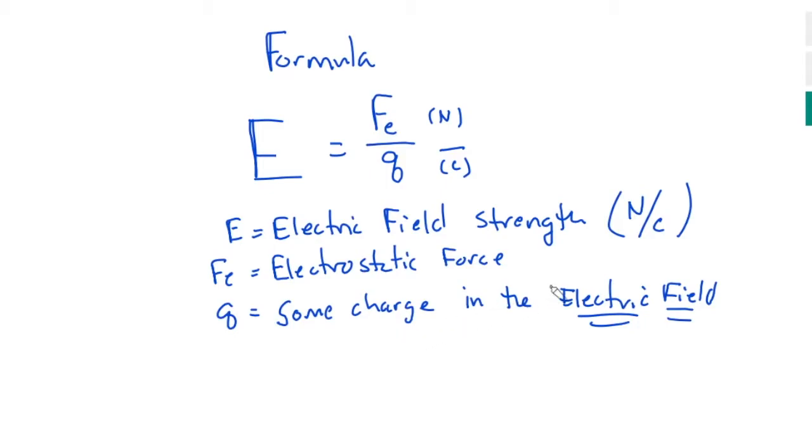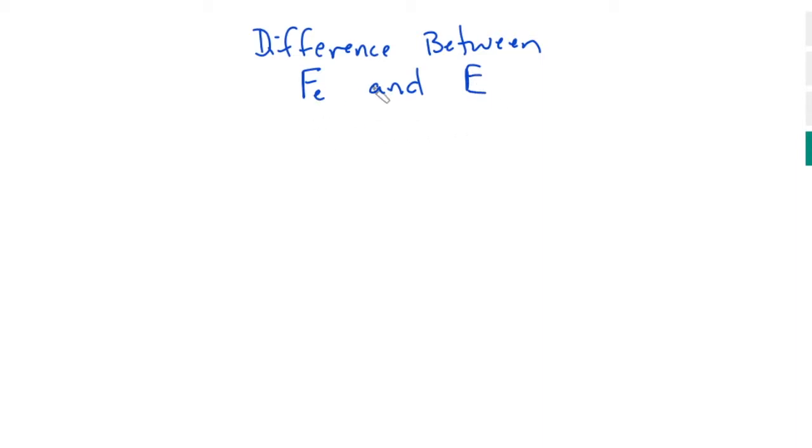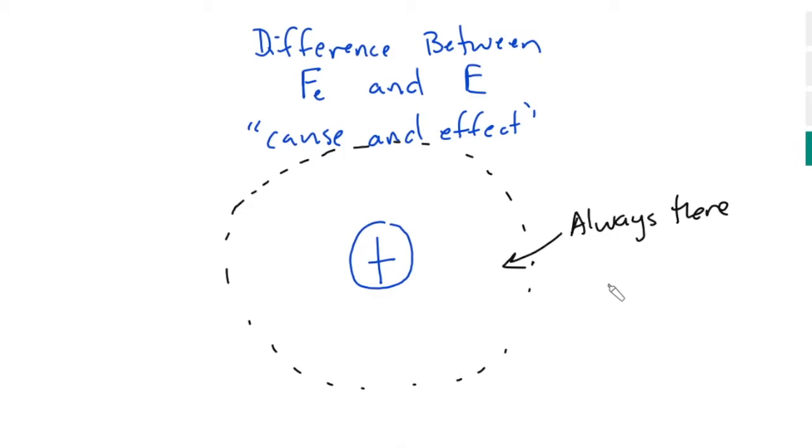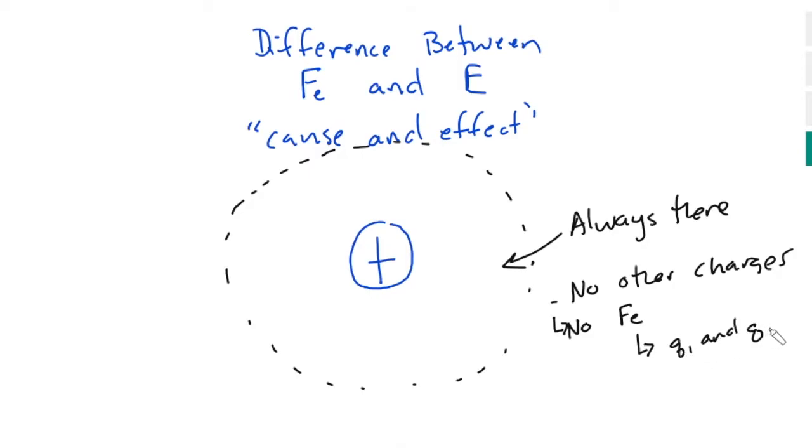So the confusion sometimes comes in is the difference between Fe and E, and this is kind of like a cause and effect. When I just have some sort of charge here, the region that's around this charge is always going to be there regardless of what else is going on. So this region, this electric field, is always there. So right now, with no other charges, there's no electric force. There's no Fe, because we know for an Fe to happen, we need Q1 and Q2.